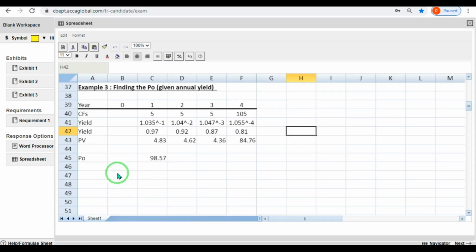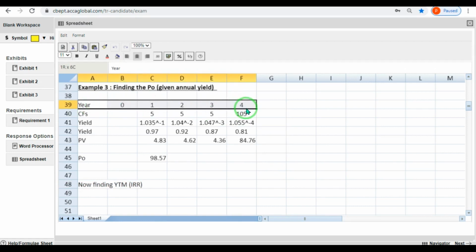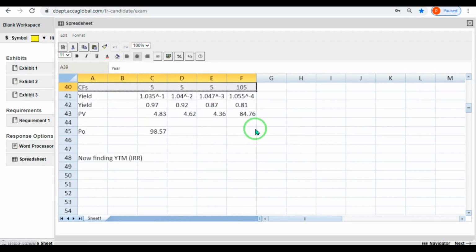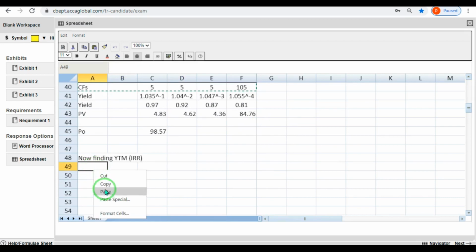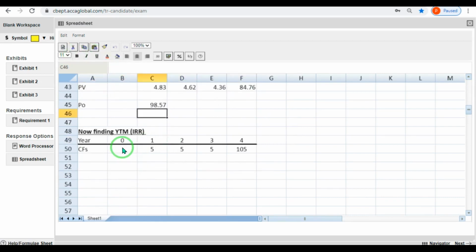So what we're going to do is find the YTM, which is using the IRR function. Let's copy this. I think we need all this. Let's copy all this here. Copy, paste, bold, underline. Okay, so what is this one? Now, this one I should know the price. Can I just borrow this price here, because I just want to make sure it's accurate.